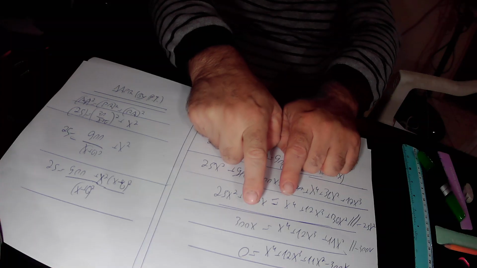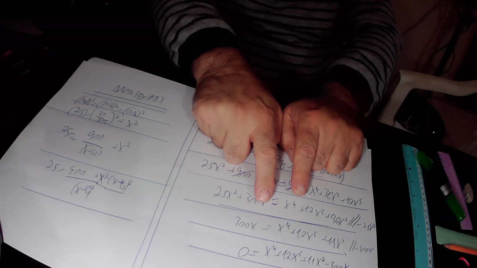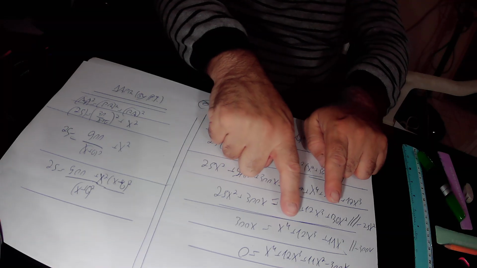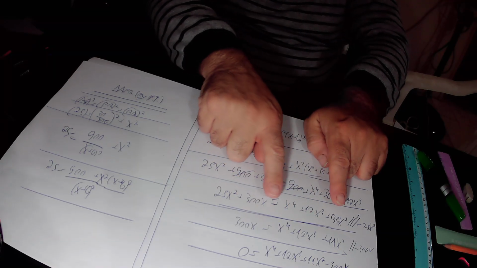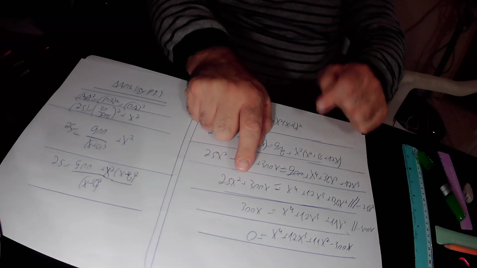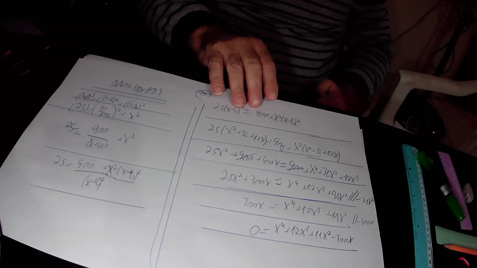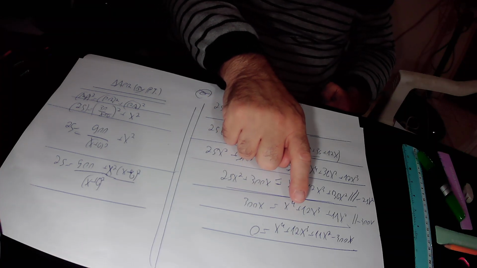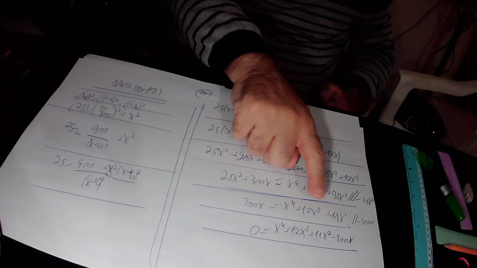Here we subtracted 300X from this equation, so on this side of the equation we are left with nothing, that is to say 0, while on the other side of the equation we have X to the power of 4 plus 12X³ plus 11X² minus 300X. So in total we find that X to the power of 4 plus 12X³ plus 11X² minus 300X equals 0.